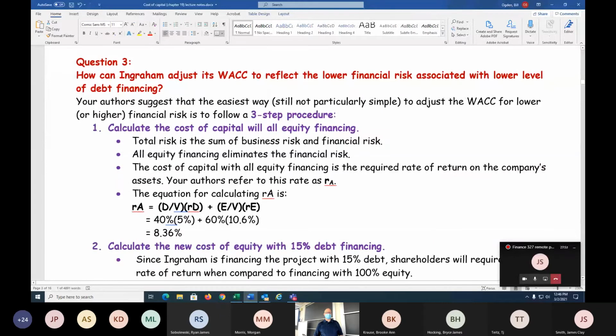Okay, your author suggests that the easiest, now two words that don't belong in finance books. One would be easy, the other would be simple, and you see them both all the time. I guess if I wrote the book, I can call anything in it simple, can't I? But for everyone else, it isn't. To adjust the WACC for lower or higher financial risk, they say to follow this 3-step procedure, right?